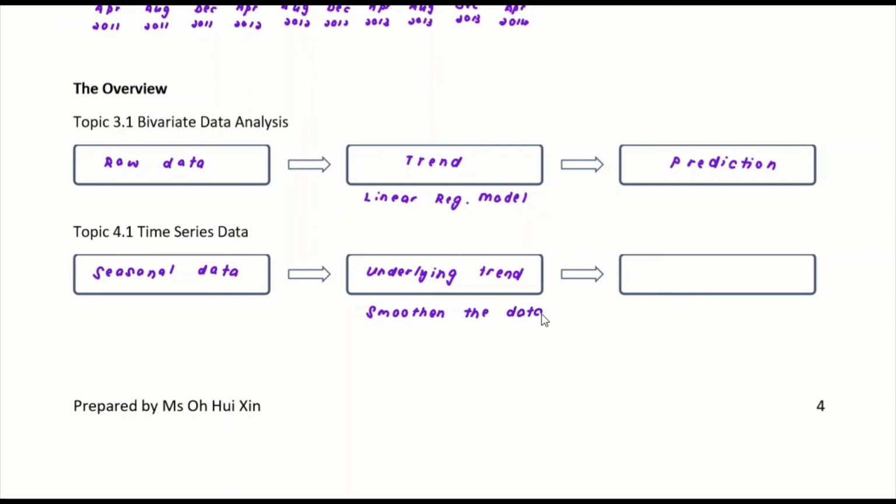Alright, so in the future lessons, we are going to learn about these two things. The first one is known as moving average. The second one is called deseasonalization.